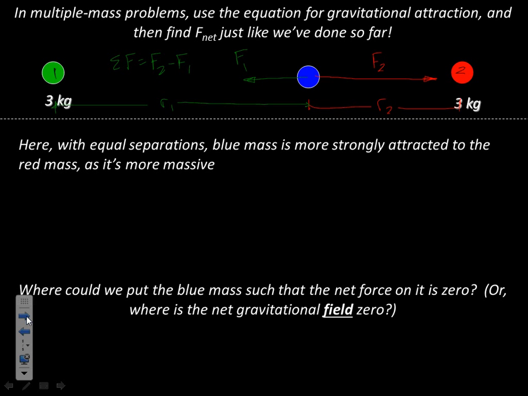Yeah? And how do you find F2 and F1? Well, you need to know what this mass is. You need to know what those separations are. And then you'd plug that stuff all into G M M over R squared and G M M over R squared, and we'd be fine.